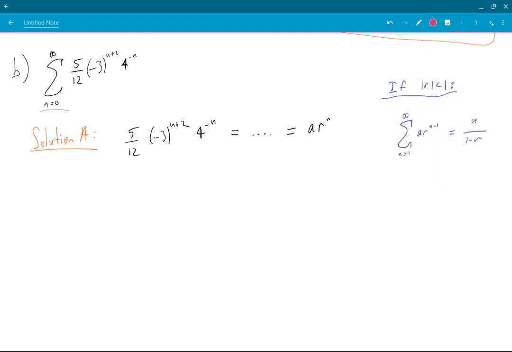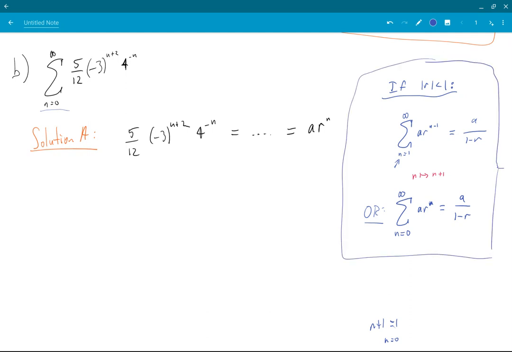Now, if I do a sort of change of variables here, if I take n and replace it with n plus 1, what do I get? Well, I get n is equal to 0 now. If you take this n right here and replace it with n plus 1, what you get is n plus 1 equals 1, so n is equal to 0. Then you get a r to the n, and it's the same formula. So here's some things worth memorizing.